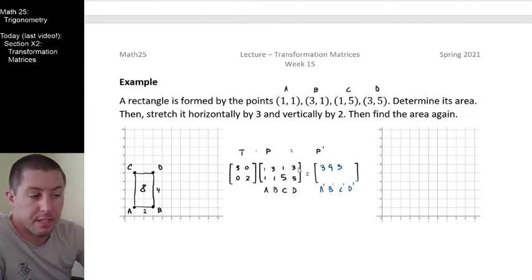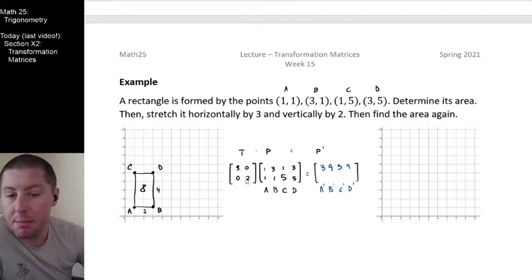And finally, 3 times 3 is 9, 0 times 5 is 0, so we're going to get 9 for the x value for D prime right there. So notice that this 3, 0 just multiplied the whole top by 3. 1, 3, 1, 3 became 3, 9, 3, 9.